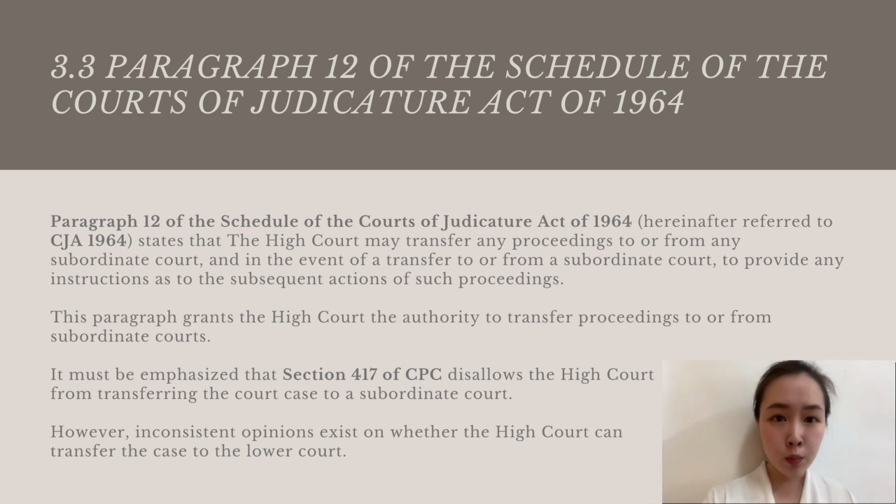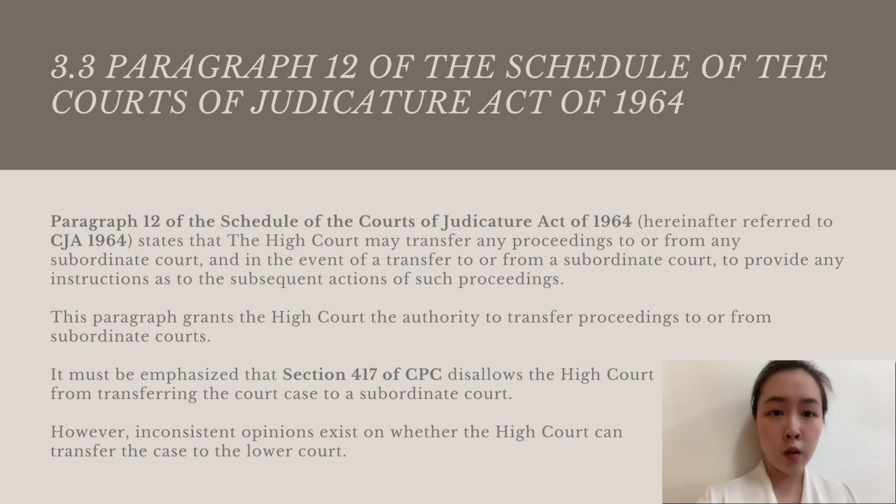Now I would like to present 3.3, paragraph 12 of the Schedule of the Court of Judicature Act of 1964 and 3.4, paragraph 3, clause 2 of the Third Schedule of the Subordinate Court Act 1948. Paragraph 12 of the Schedule of the Court of Judicature Act of 1964 states that the High Court may transfer any proceeding to or from any subordinate court, and in the event of a transfer to or from a subordinate court, provide any instruction as to the subsequent action of such proceedings.